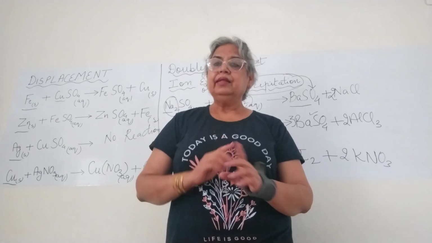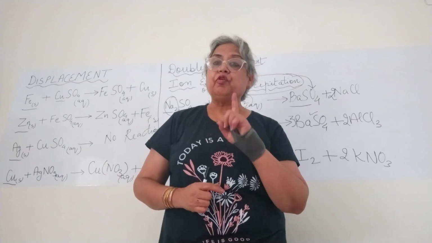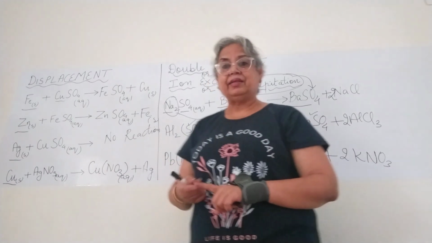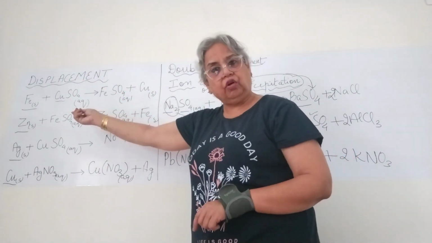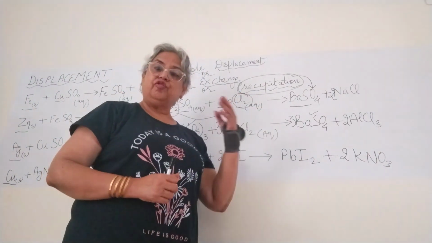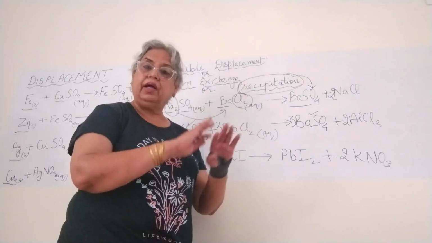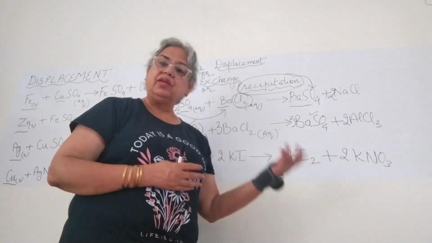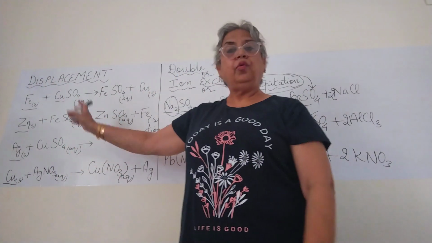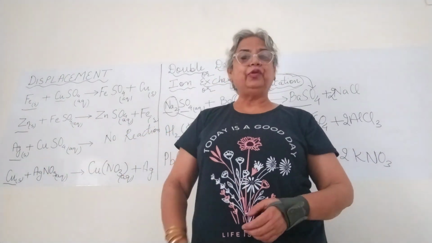In displacement, only one metal is replacing the other metal from its aqueous salt solution, provided the metal is more reactive than the metal which is there in the salt solution. But here in double displacement there is precipitation, there is ion exchange, and two ions are being exchanged, so it is double displacement. Definitely precipitate is formed, whereas in displacement no precipitate is formed, but there is a color change. That is all. Hope you have understood.